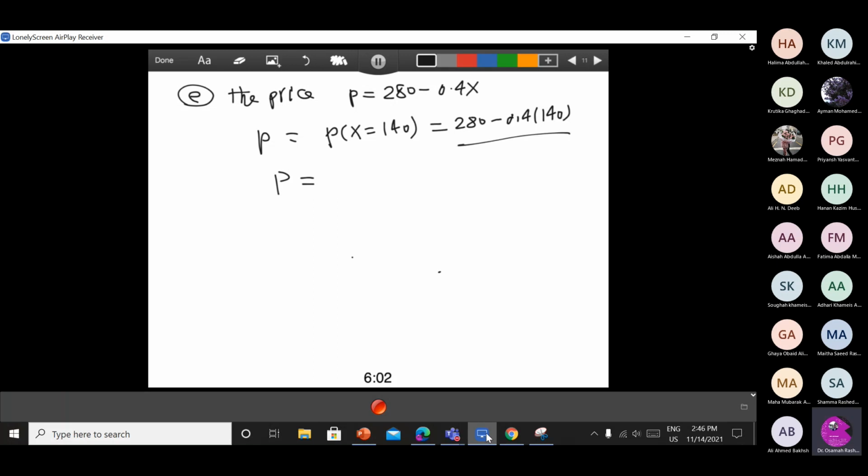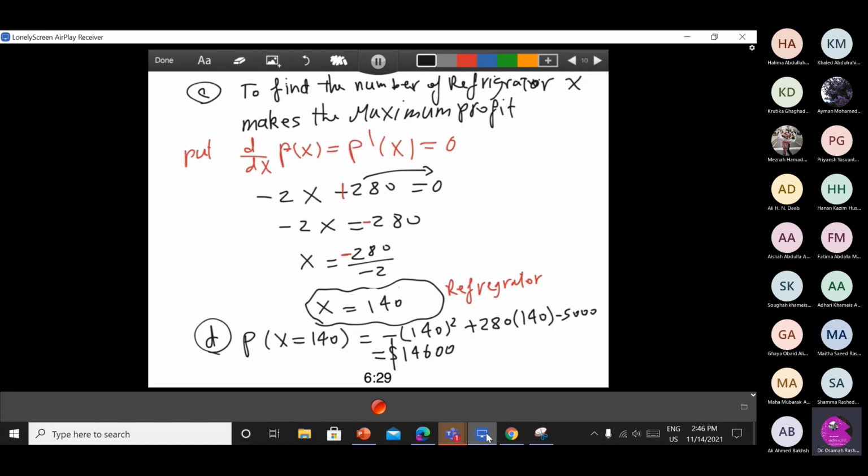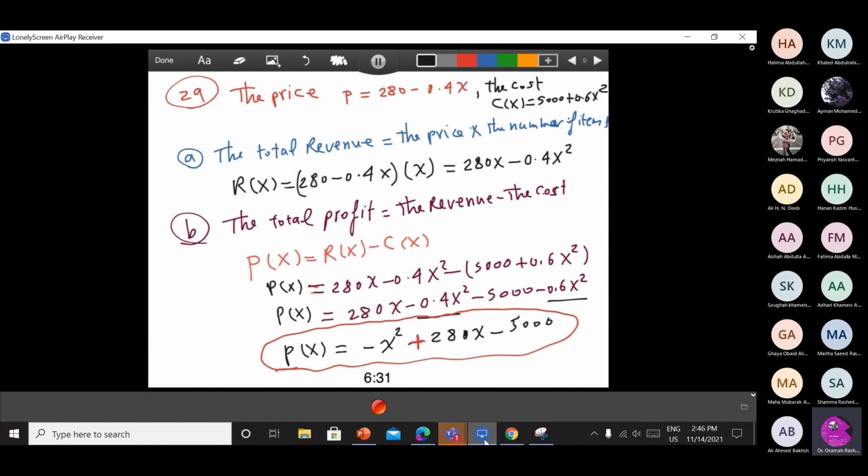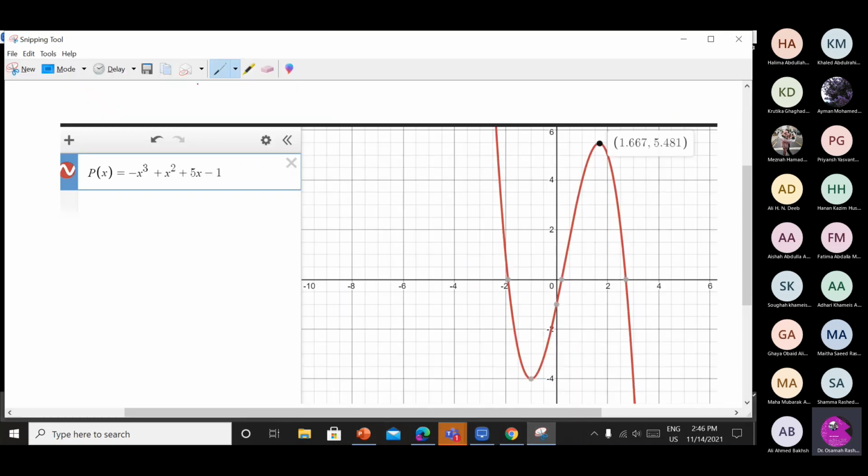Can you multiply this one? What is the value of this one? 224. Okay. If it is dollar, you just write dollar. That's it. Okay. Now I will take a screenshot from question 29.